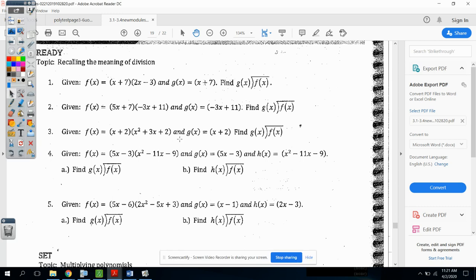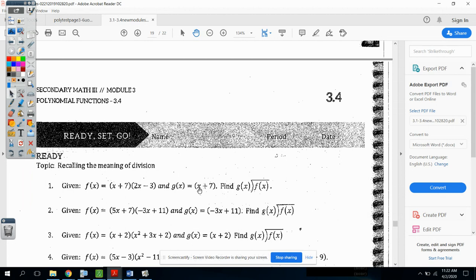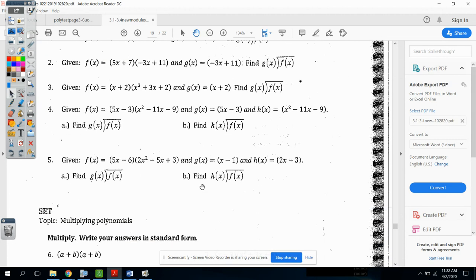Hey guys, so I have a few selected exercises for you on this 3-4 ready, set, go. If you need me to do more, just email me and I can help you out. The answers are also posted. I'm going to look at number 4 and 5 here.